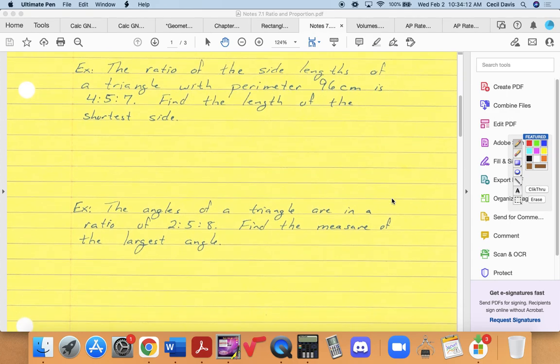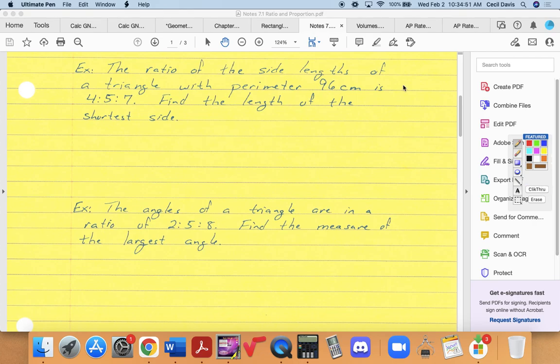You can also have ratios that compare more than 2 numbers. This you don't have as much familiarity with probably. The ratio of the side lengths of a triangle with perimeter 96 centimeters is 4 to 5 to 7. Find the length of the shortest side. Now, when they say that the ratio is 4 to 5 to 7, are they saying the sides are of length 4, 5, and 7? No. What they are saying is that whatever they were, they reduced to that.